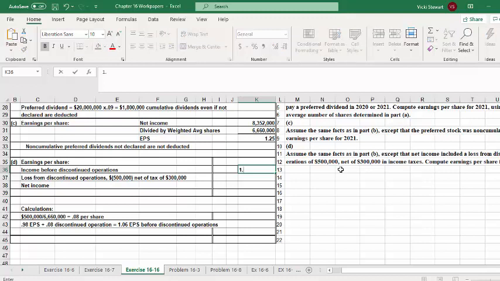So our earnings per share would be shown as $1.06, a negative 0.08 because it was a loss, and then our net income would be 98 cents. And that is the conclusion of the demonstration for exercise 1616B.